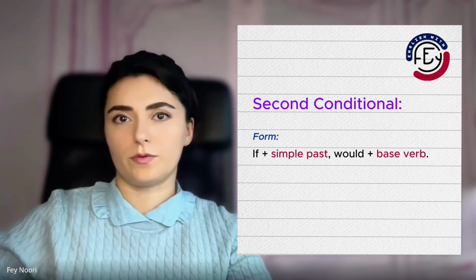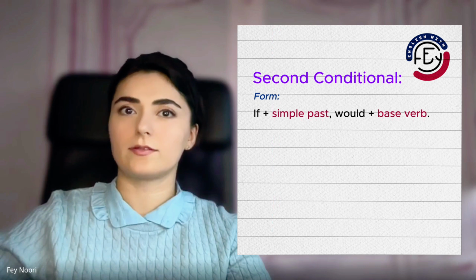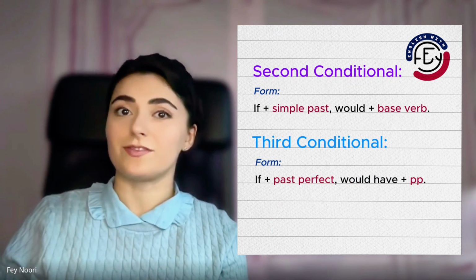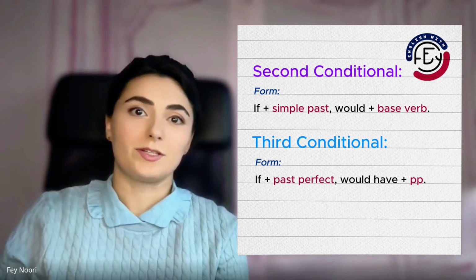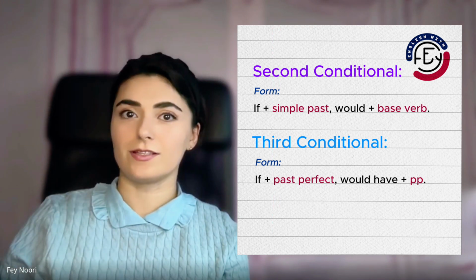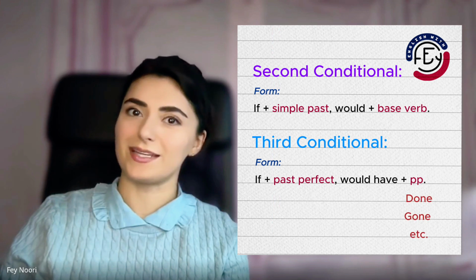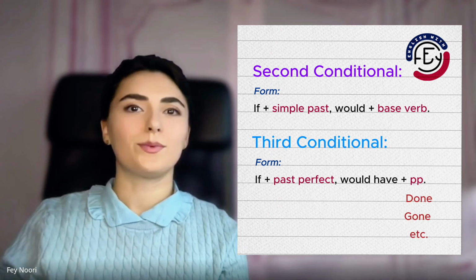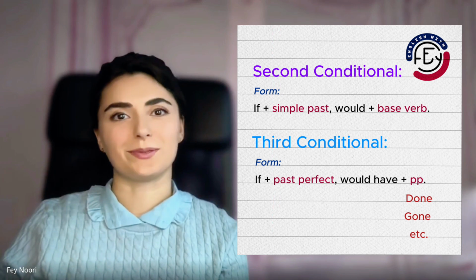Let's quickly review the third conditional we talked about, type 3. If she hadn't seen that scary movie, she would have slept more peacefully. But she watched it, and she didn't sleep well last night. In the if clause, if she hadn't seen, past perfect. And in the main clause, she would have slept. Would plus have plus past participle.